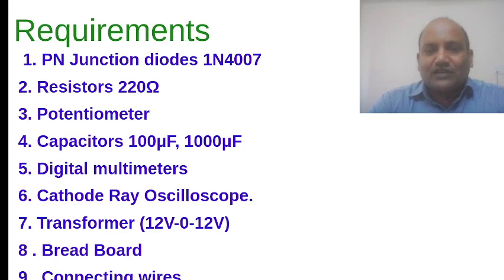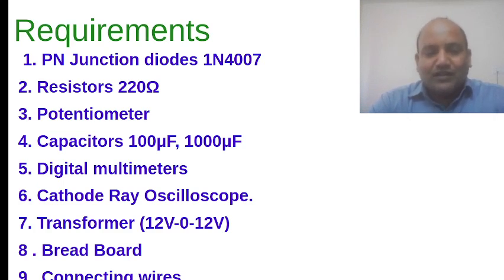CRO is cathode ray oscilloscope, and a transformer which can supply -12 to +12 volt, means 24 volt peak to peak. Vm is equal to 12 V, means total voltage 24, peak to peak voltage is 24. One side 12 volt, another side 12 volt.